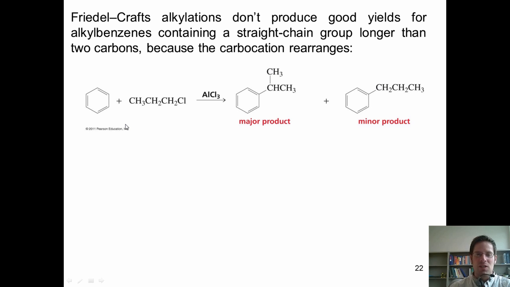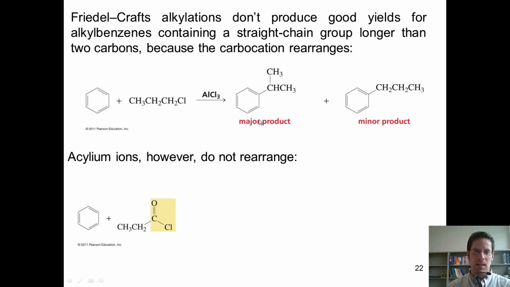We treat under these conditions, and what we actually end up getting is this as our major product, in which the carbocation intermediate in the mechanism is rearranged to generate a secondary carbocation, which is more stable. Thus, Friedel-Crafts alkylations don't produce good yields for straight chain alkyl groups on our benzene.